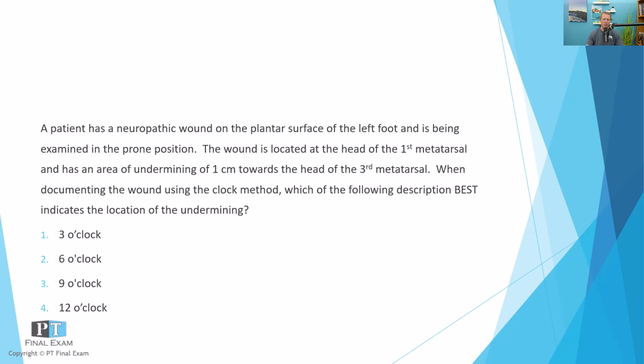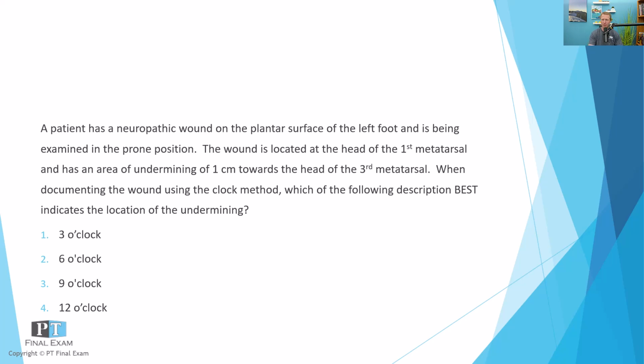All right, so let's dive into our practice question for today. This is, again, an integumentary examination question. I'll read you the question, give you a moment to ponder on it, and then we'll talk about the answer together. Here we go. A patient has a neuropathic wound on the plantar surface of the left foot and is being examined in the prone position. The wound is located at the head of the first metatarsal and has an area of undermining of 1 centimeter toward the head of the third metatarsal. When documenting the wound using the clock method, which of the following descriptions best indicates the location of the undermining?